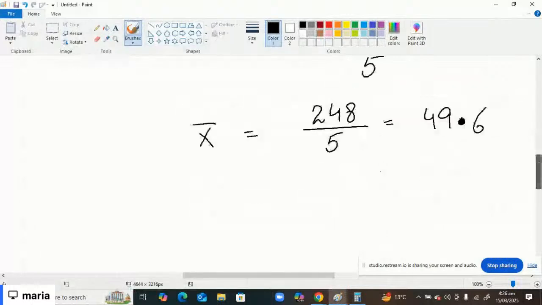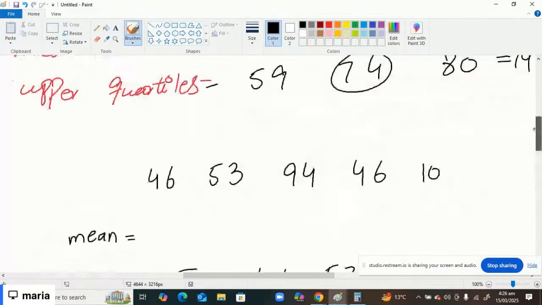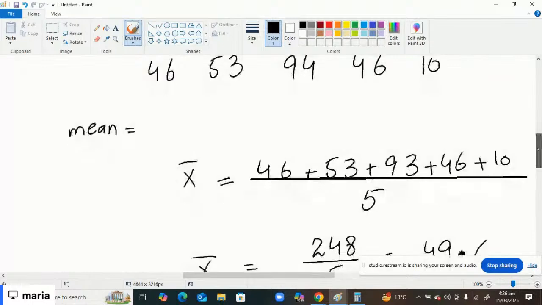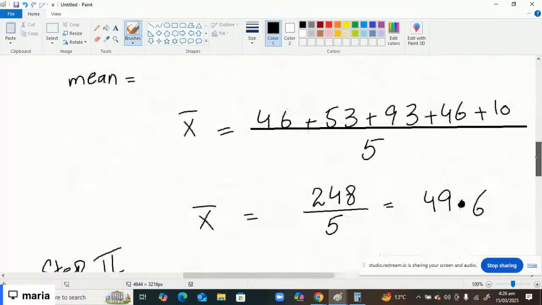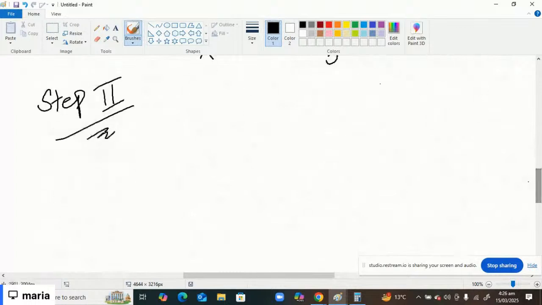Now what is step 2? Let's move to step 2. In step 2, we look at each number in the data set, subtract the mean, and then take the absolute value, then take the sum of all the absolute values.